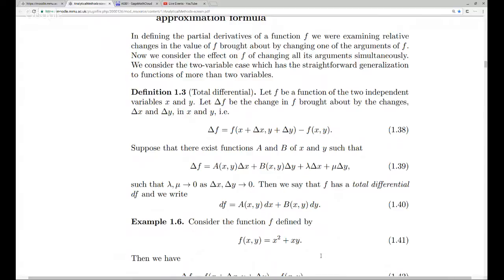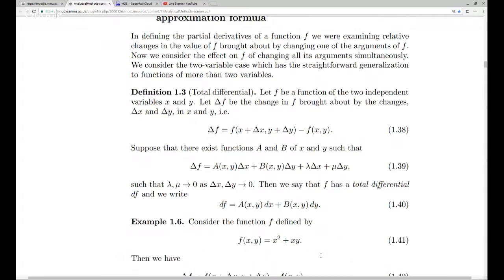And up to now, when we've been talking about partial derivatives, especially for a function of two variables, we've talked about it as a process where you're looking at the rate of change of the function when one of the variables is changing. One or other of the variables is changing. But now we want to think about capturing what's going on when both of the variables might be changing. And this leads us into this section on total differentials.